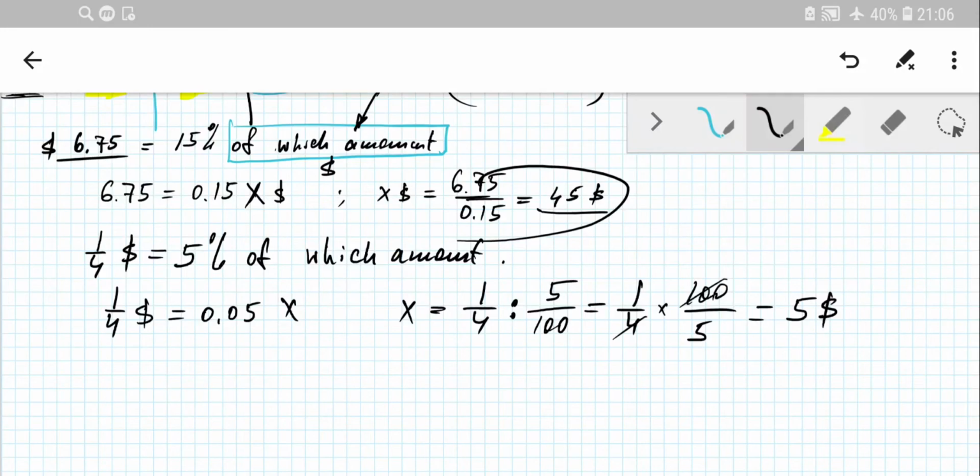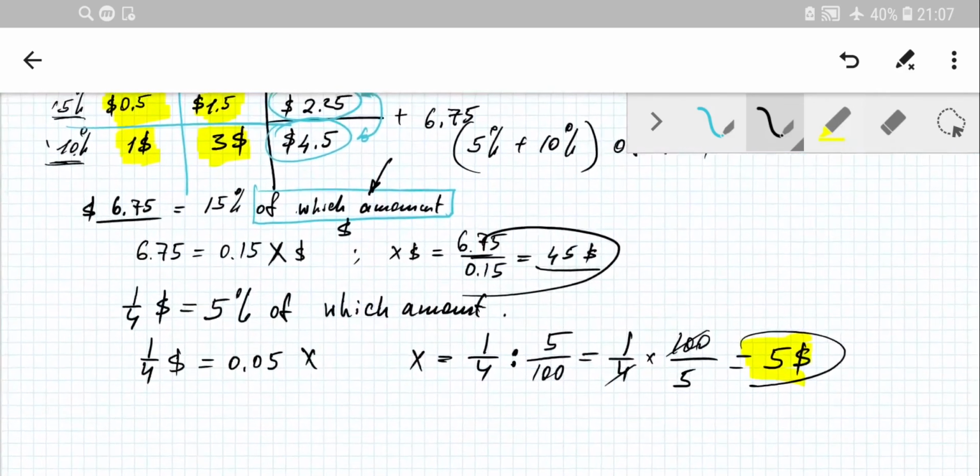Seems to me something is wrong, yeah? So, okay, let's check one more time. So 1/4 multiplied by 100 over 5, yeah? Yeah, that's 5%. Okay, so we've got $5. Let's check it quickly. So 0.05 multiplied by 5, we got 0.25. Yeah, that's all right. That's right. So this is the result if you use the equation.